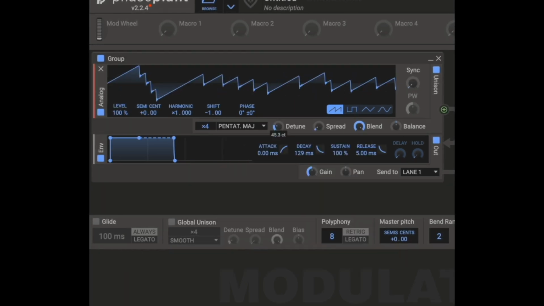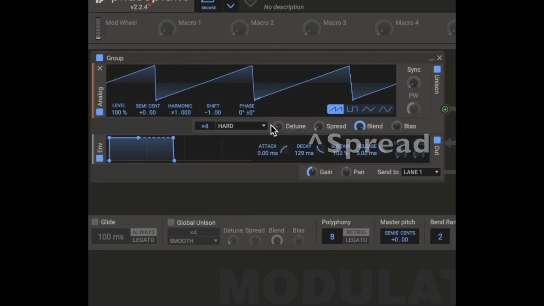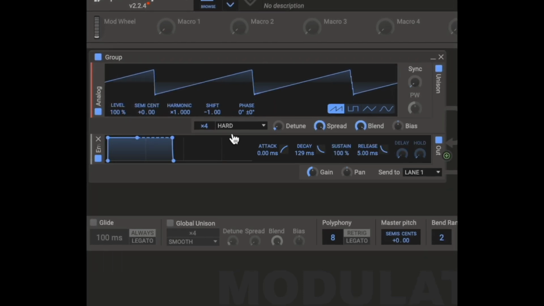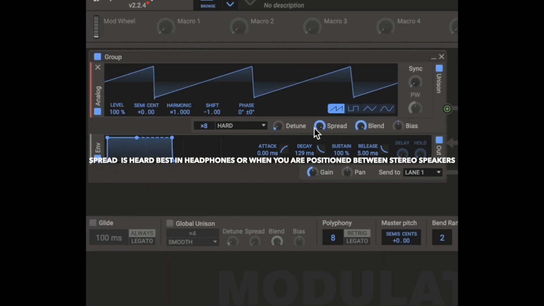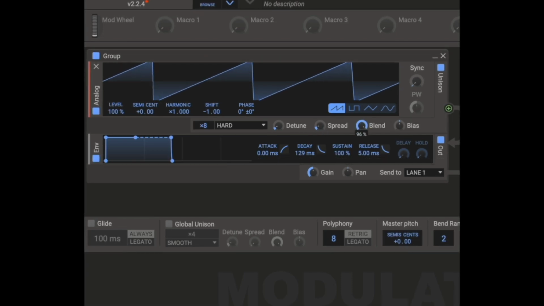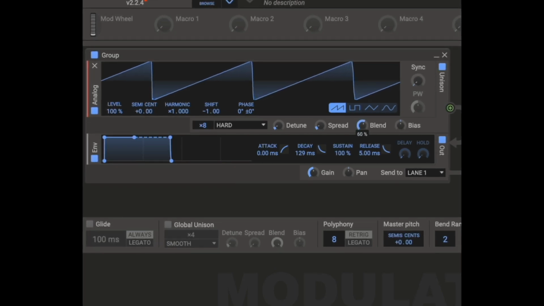One of the controls that is available when Unison is selected is spread. The spread control sets a stereo field for the different Unison voices by panning them from left and right, by spreading them apart in the stereo field. Another control that appears when Unison is on is blend. With the blend knob, you can make adjustments to the level between the side and the middle Unison voices.